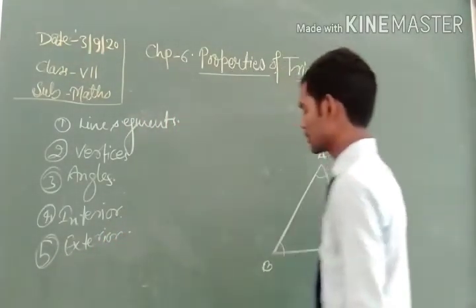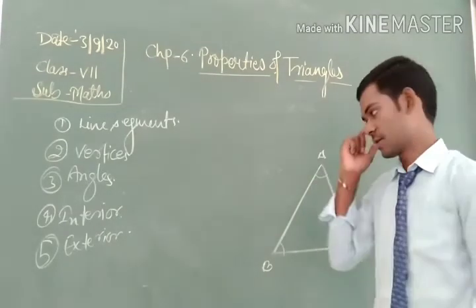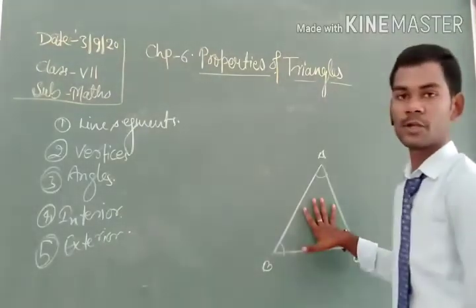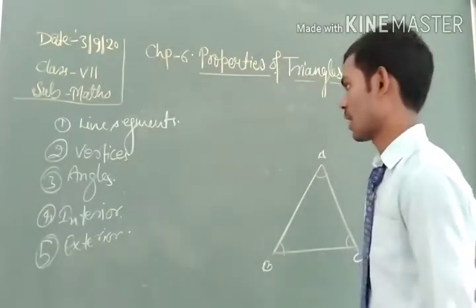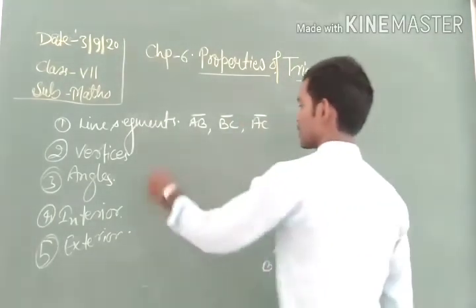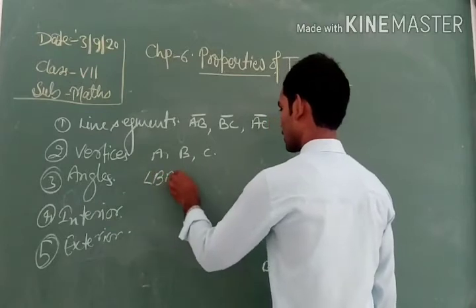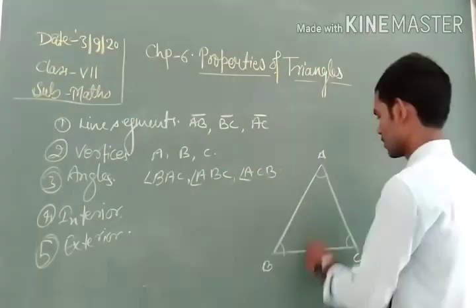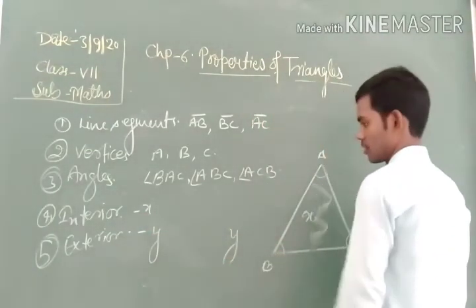Because when a closed figure is formed, it divides the plane into two parts. The part which is outside of the closed figure is called its exterior, and the area which is inside the closed figure is called its interior. So when a closed figure is formed, it divides a plane into two parts, exterior and interior, and they are listed here. These are its elements: the line segments are AB, BC and AC, the vertices are A, B and C, and the angles are angle BAC, angle ABC, and angle ACB. It has three angles also, and this is your interior, so let us name it X. So the interior is X and the exterior is Y.